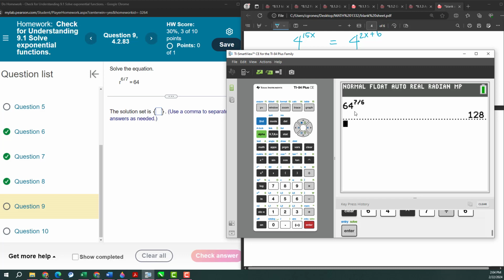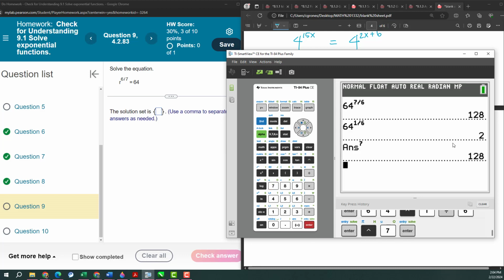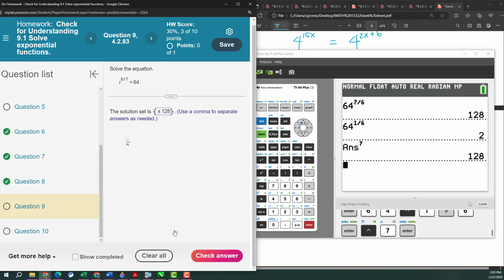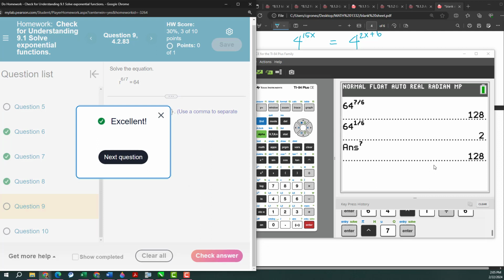And it'll give me my answer. I know it's kind of confusing, so you can also do 64 to the 1/6, and that will just tell you what the root is, which is 2. You can now put 2 to the 7th power, and it gives you that same answer. So you can put everything in at once. So I'm going to do plus or minus 128 because it can be positive or negative. So don't forget that.